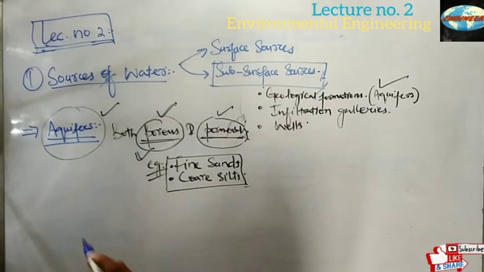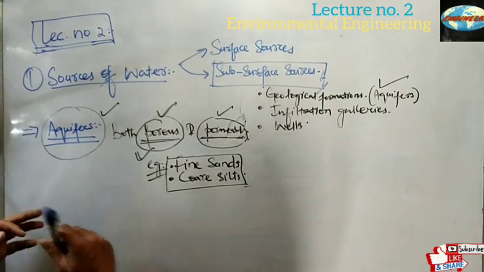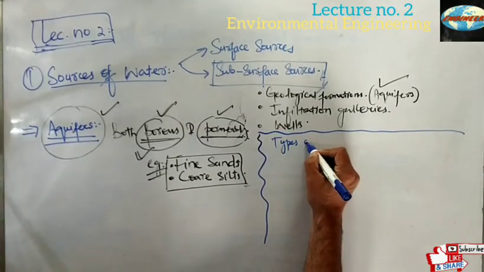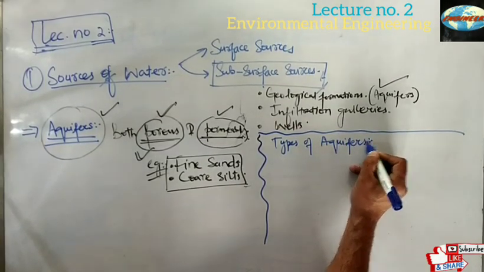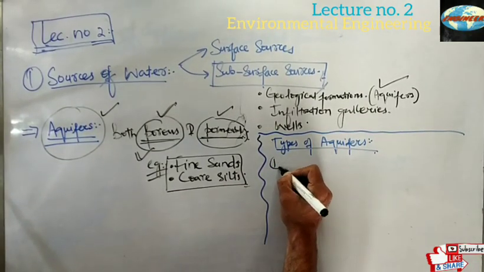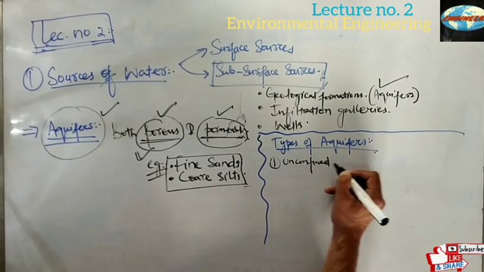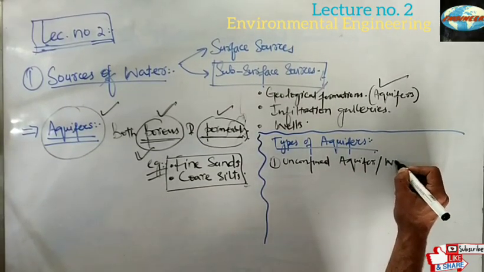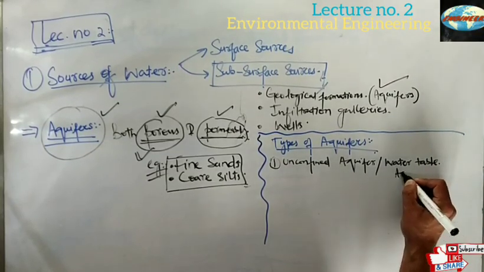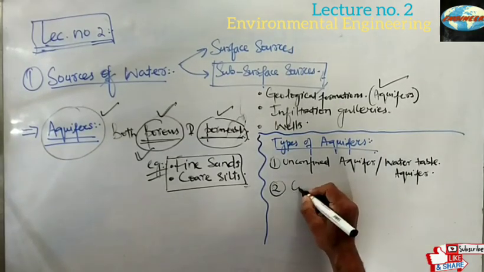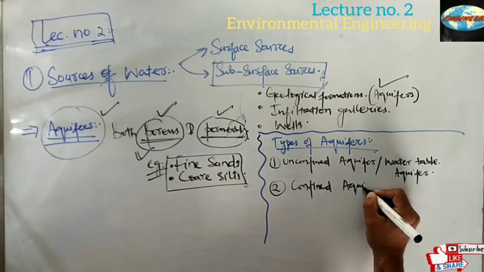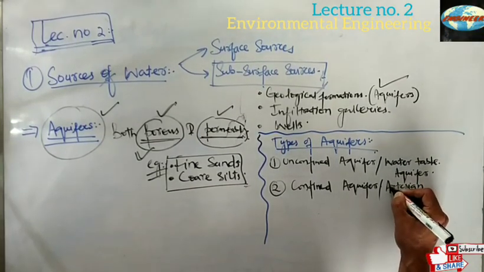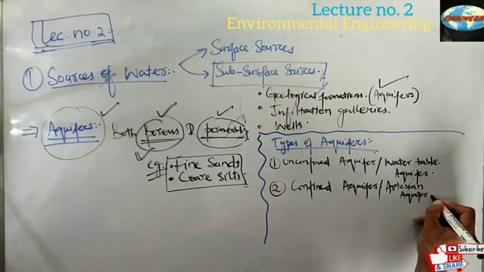Now we have confined aquifers. Types of aquifers I must write over here. Let me write over here. So if I talk about types of aquifers, we have 3 different types of aquifers. First is unconfined aquifer. It's also called water table aquifer. I hope this is not coming out of the board. And second is confined aquifer. This is also called artesian aquifer. And third is perched aquifer.